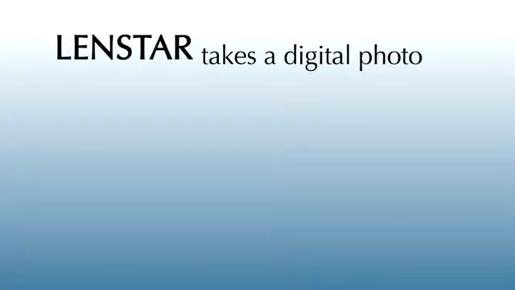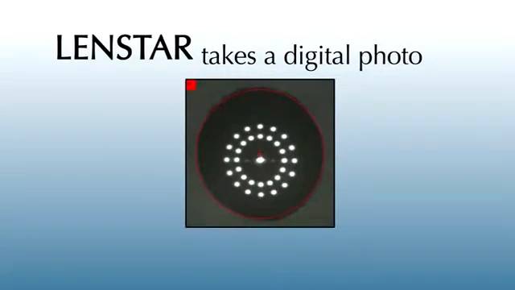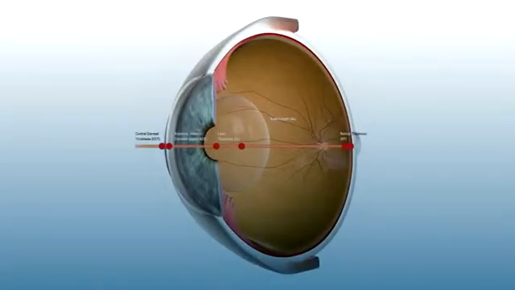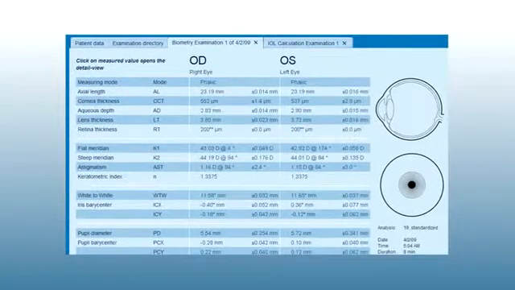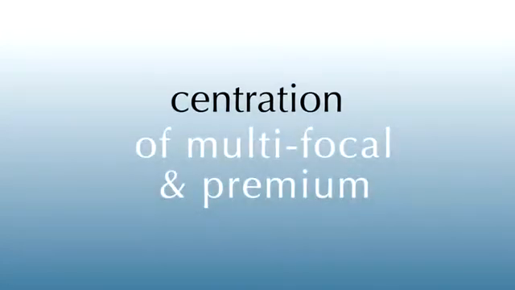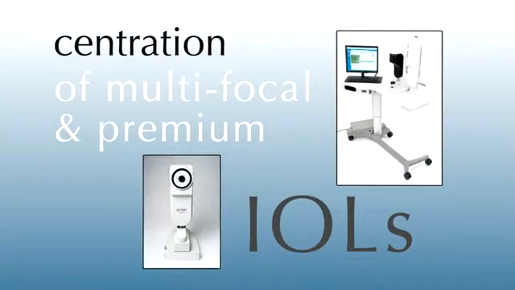LENSTAR automatically takes a digital photo of the eye and shows the exact location of the patient's visual axis and simultaneously identifies the center of the pupil. Surgeons report that learning the pupil barycenter in relation to the visual axis can help with centration of multifocal and other premium IOLs and can assist with determining the most desirable incision location for the best outcome.